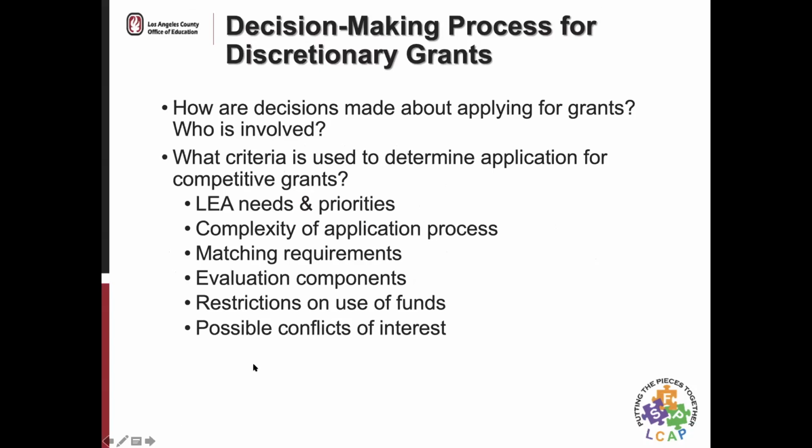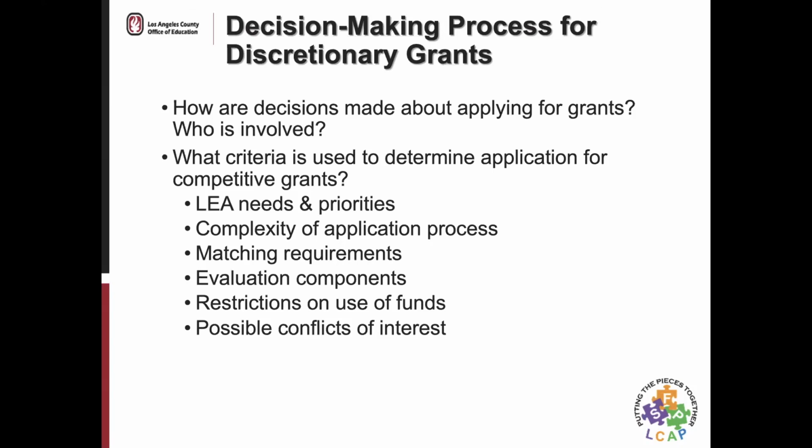I mean, what's your process? Do you have a process that you use, or does it just, hey, someone found a grant? Who's involved in that? What's your criteria? Do you have anything in writing, like a little form you use to say, how's it connected to our priorities as a district? How complicated is the application process? Are we going to have to hire a grant writer to do it? Is there a matching requirement? Because that means you've got to cough up some money to match it. Are you willing to do that?